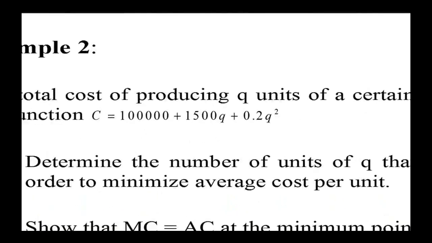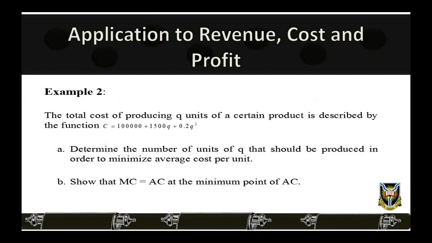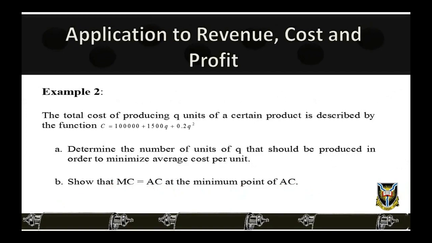Example 2. The total cost of producing Q units of a certain product is described by the function C equals 100,000 plus 1,500 Q plus 0.2 Q squared. A. Determine the number of units of Q that should be produced in order to minimize average cost per unit. B. Show that MC equals AC at the minimum point of AC.